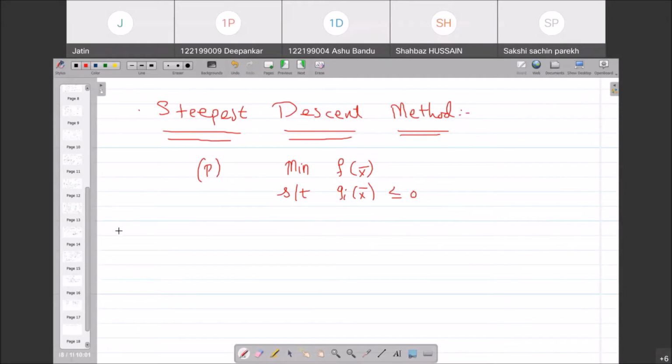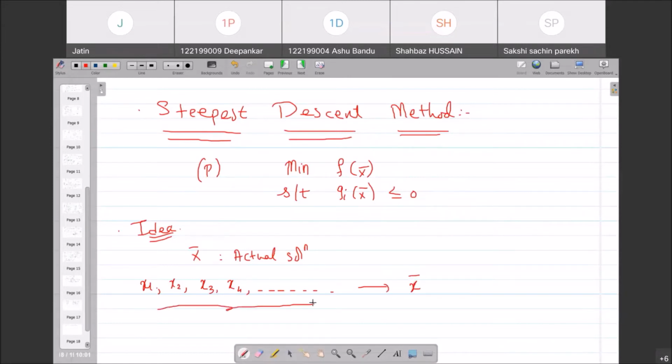For any numerical technique, what is the idea? Whenever you want to apply a numerical method, suppose that x bar is the actual solution of a problem or of a function. We try to approximate. That means we construct a sequence of solutions x1, x2, and so on, which are the approximate solutions, and we try to approach the actual solution. We keep on taking iterations.